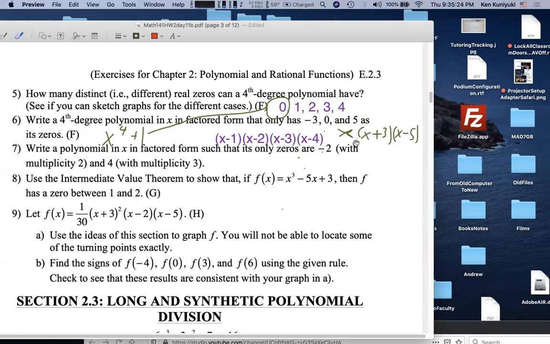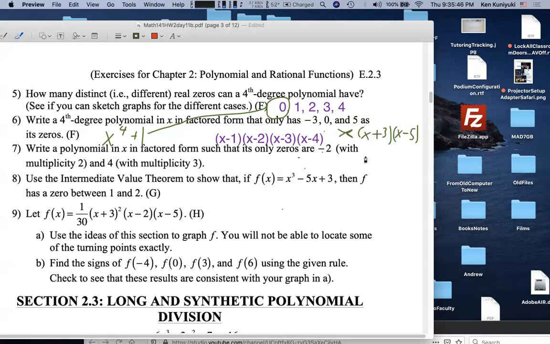But tell me, if I were to multiply these all out, what's the degree of this thing? The degree of this is only 3. How can I make it fourth degree? What can I do? You can square one of them. Any of them, right?